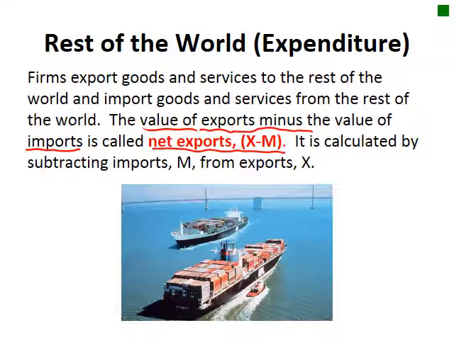And the rest of the world, the 4th kind of expenditure. Firms export goods and services to the rest of the world and import goods and services from the rest of the world. The value of exports minus the value of imports is called net exports. And we can refer to it as X for exports minus M for imports. And it is calculated by subtracting imports from exports.